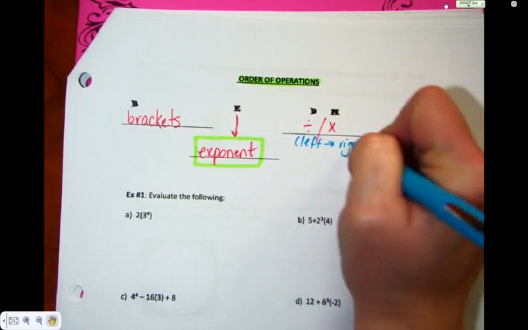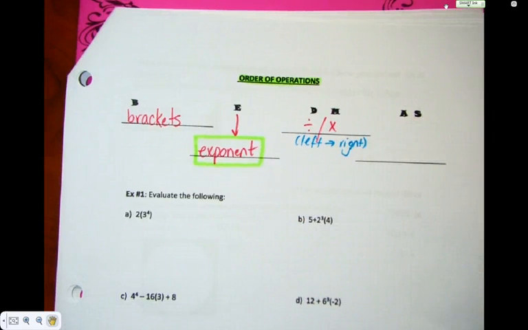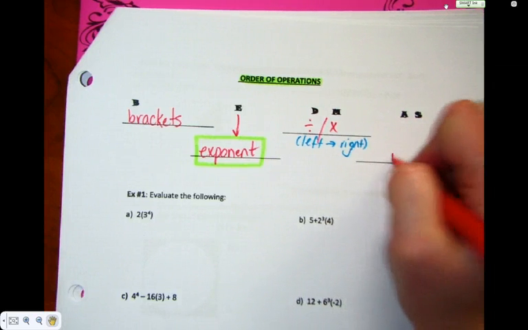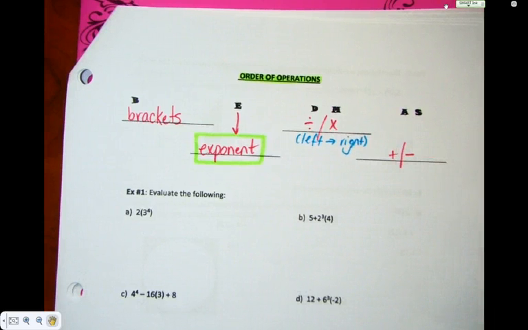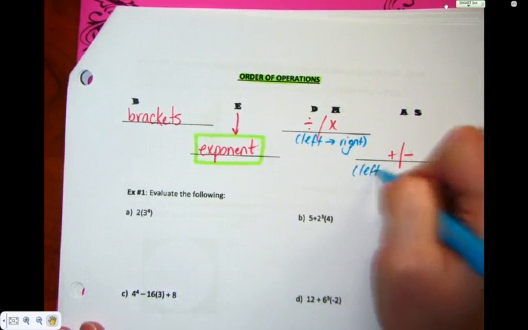So we do all the B's first, then we do the E's. Then we don't care about D and M, we do them together left to right. A stands for? S stands for? And why are they grouped together? Same thing, left to right.